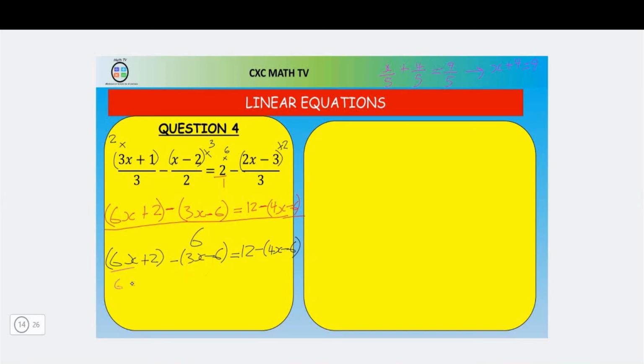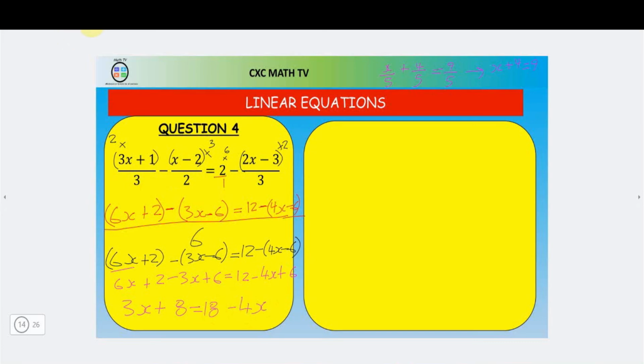So let's expand it out. This is 6x plus 2 minus 3x, but then negative and negative become positive, so it becomes plus 6, 12 minus 4x, then negative and negative become positive, so we get another plus 6. Now 6x minus 3x is positive 3x. 2 plus 6 is 8, so we get 3x plus 8 equals 12 plus 6 is 18 minus 4x.